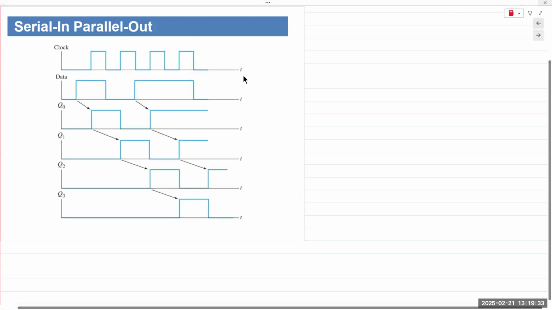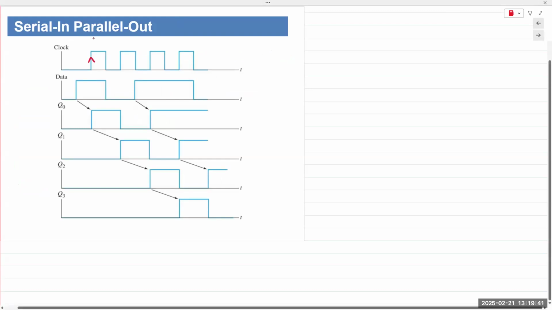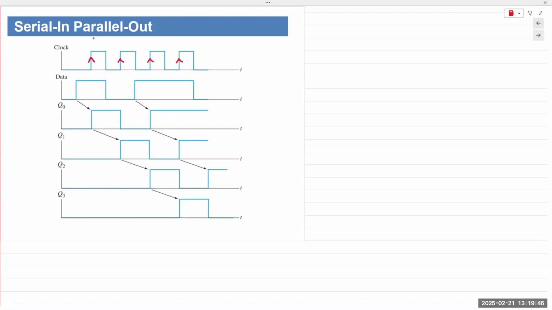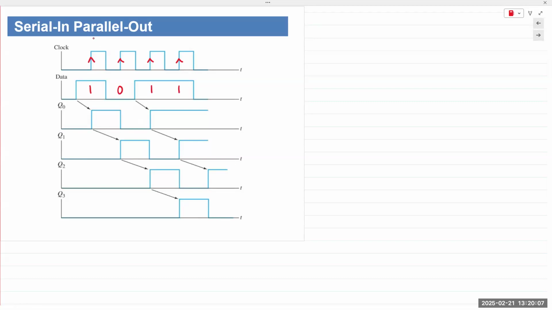In this timing diagram, you have the clock signal at the top, right? 4 pulses. You can see there are 4 positive triggers. Those are the ones that we need to keep in mind. Those are the only ones when the data shifts or moves to the output of the flip-flop. This is the original data that is being sent. 0, sorry, not 0. 1, 0, 1, 1. Okay, 1, 0, 1, 1. That's the data that's being sent.